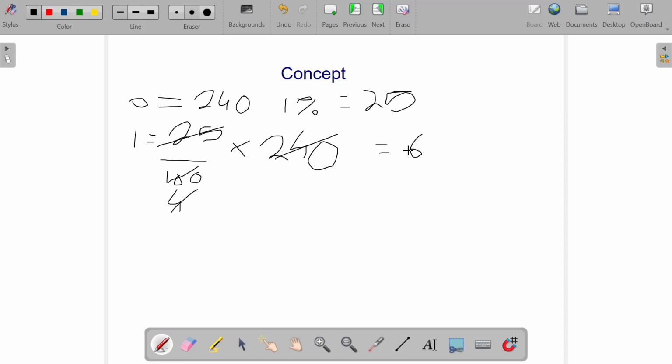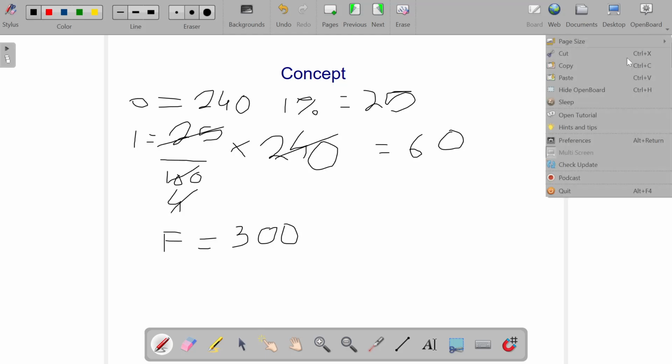So increase is how much? 60. Original value was how much? 240. So what will be the final value? 240 plus 60, which is nothing but equal to 300. So if 240 is increased by 25%, it increases by a value of 60, and the new value becomes 240 plus 60, which is 300. Very easy. Okay. So now let's move on to the next question.